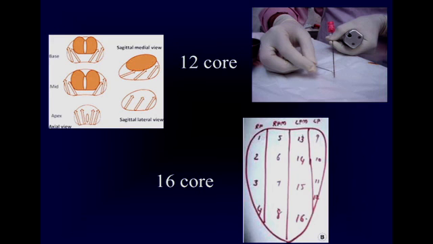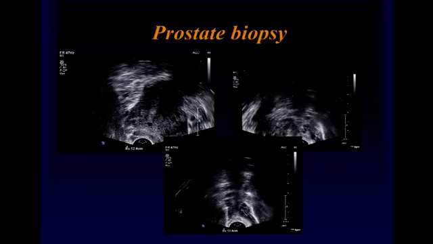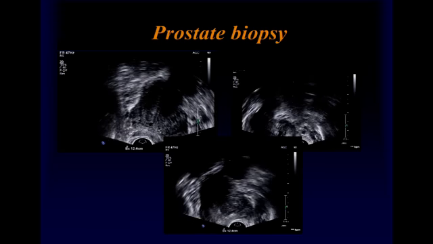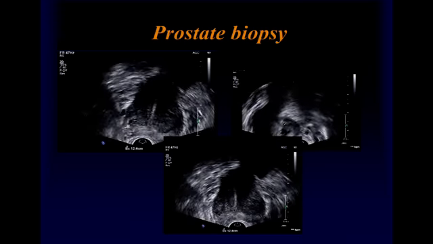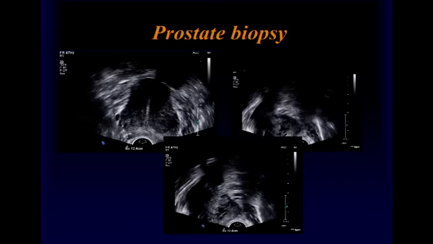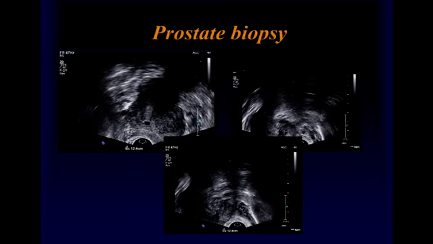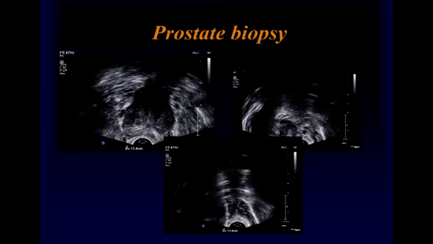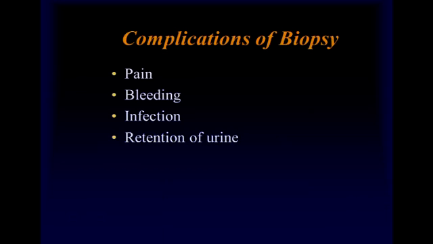Generally nowadays, we like to take 16 cores from the prostate. So we take 8 from each side, making sure that we take representative samples from all the peripheral zones on either side. So that's an example of a prostate biopsy being done. We generally start with the apex and come gradually towards the base, taking multiple cores at different levels.